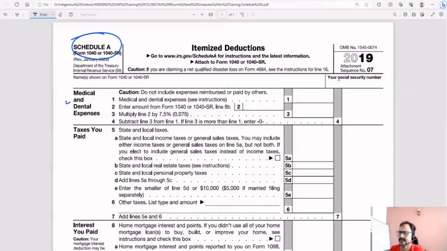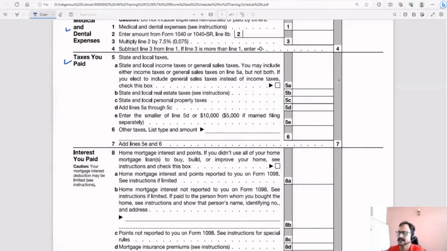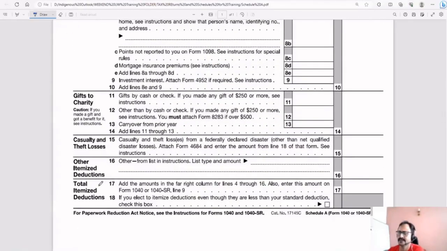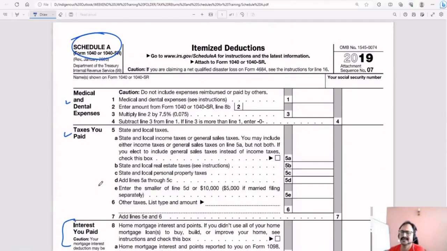It shows medical and dental expenses, taxes you paid. Unless you are going to review any kind of taxes, then only you need to go through. But since we are not looking at taxes in residential, we won't be requiring all this. Interest you paid, again, we won't be doing this, right? Gifts, charity, casualty, so nothing. Almost Schedule A. If someone asks you, you can tell it's the deduction.